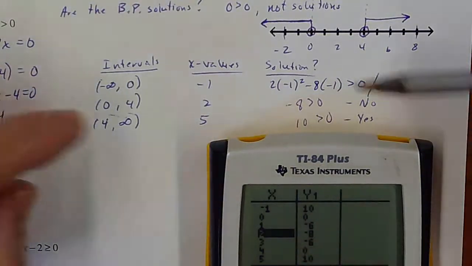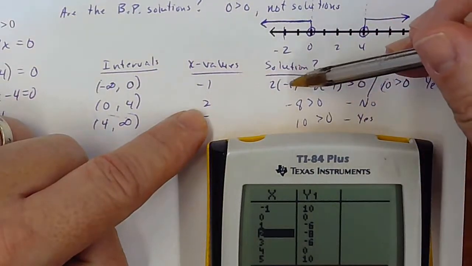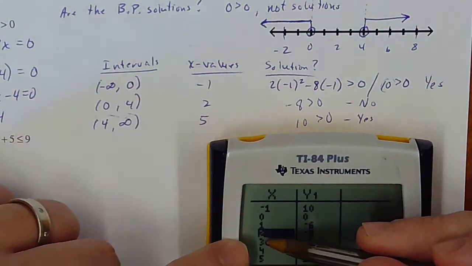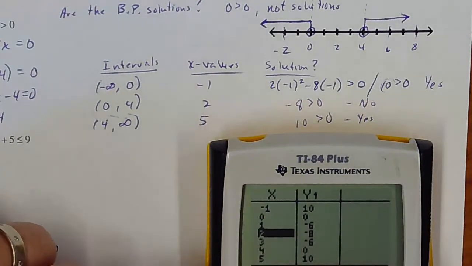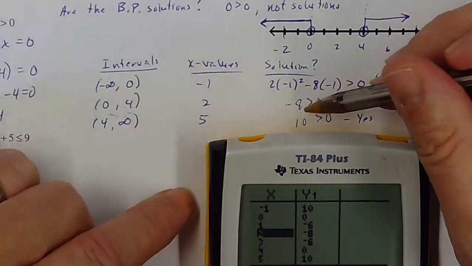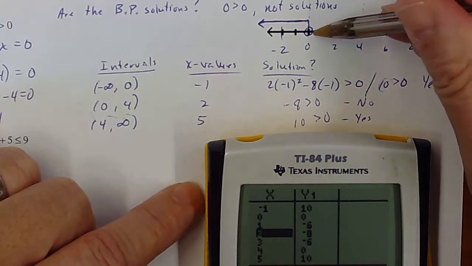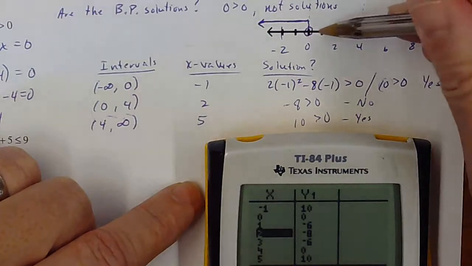Okay, so remember, if you don't have a calculator, you can do this manually. You just plug in 2 right here, but the calculator will quickly give me that, as when I plug in 2, I get -8. Okay, so I got -8 is greater than 0. That was not true, meaning 2 is not a solution, or anything between 0 and 4 is not a solution.